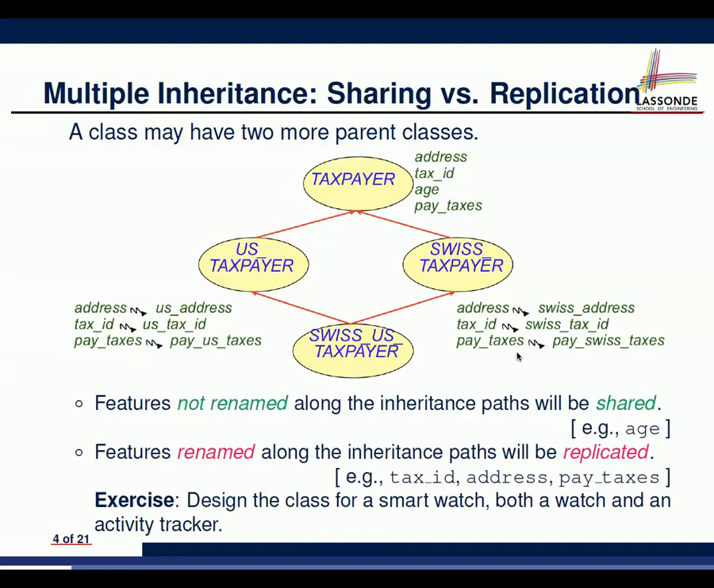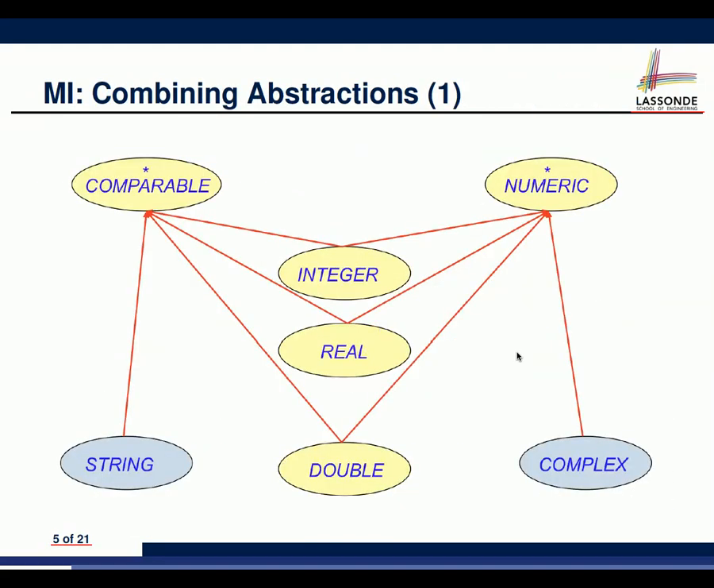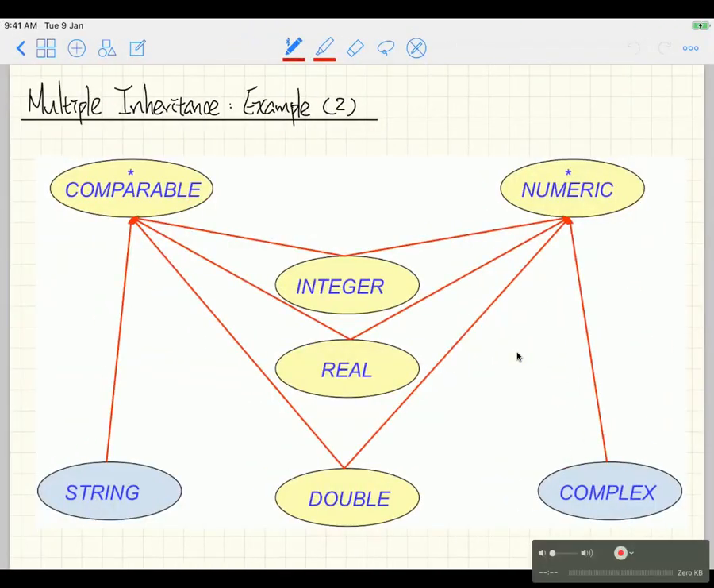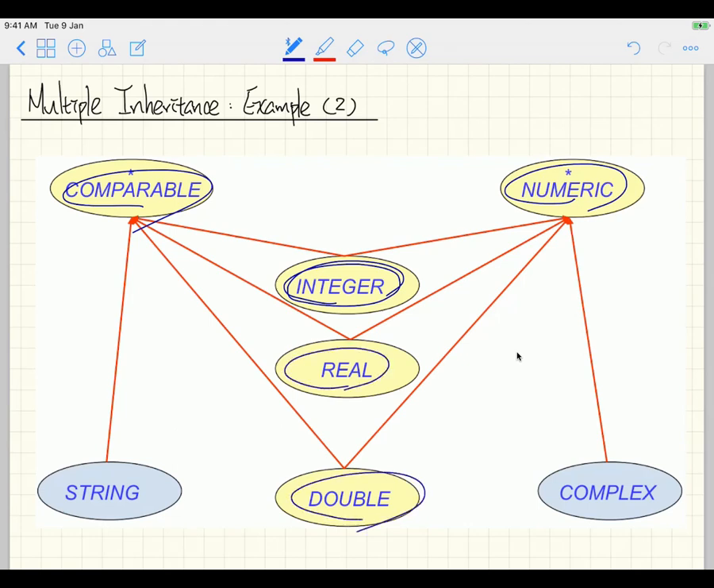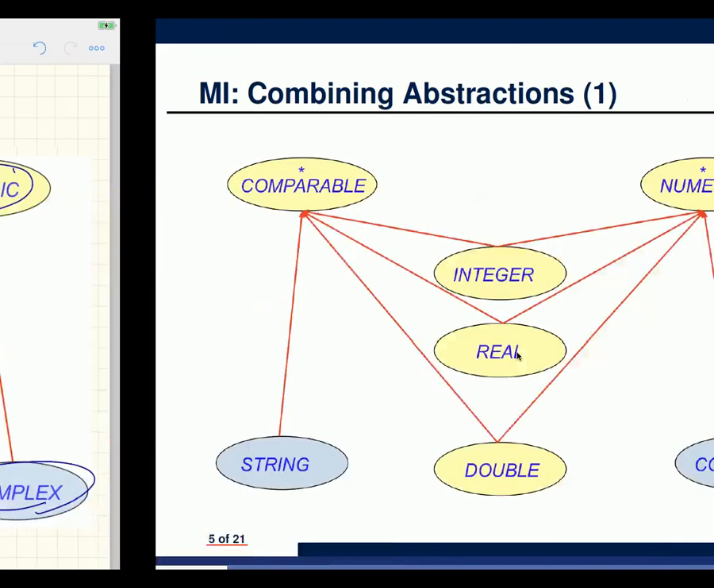Now let's have a look at another example. This is actually from the base library. This is how you can read it. Integer is both a numeric descendant and also comparable. You can compare real numbers, and the same goes for real and double. On the other hand, the string class is only comparable, but it's not numeric. And a complex number is numeric, but it's not comparable. That's just another example from the IFO base. All right, so now let's go on.